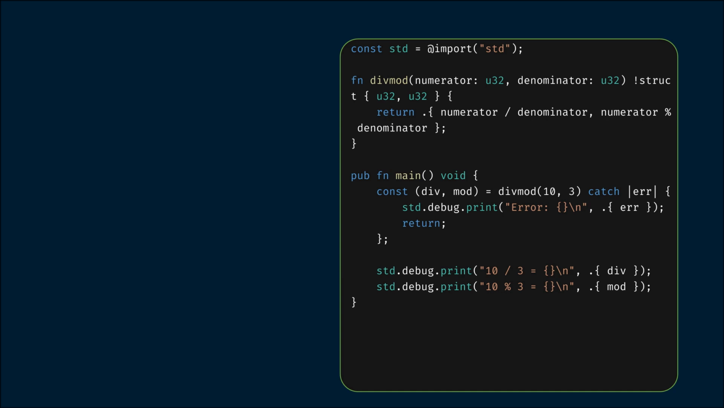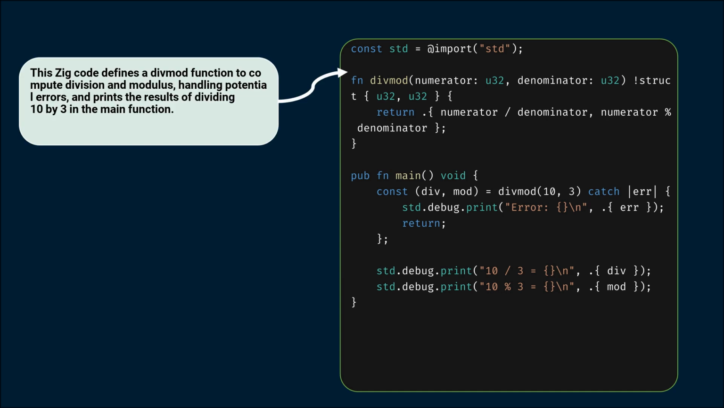Next, we will write a function to demonstrate tuple destructuring in Zig. The function divmod takes 2 parameters, numerator and denominator, and returns a tuple containing the results of division and modulus operations. This design leverages Zig's ability to return multiple values through tuples, enhancing usability when functions are intended to yield more than one output. In the main function, we are going to see how destructuring can streamline our code.